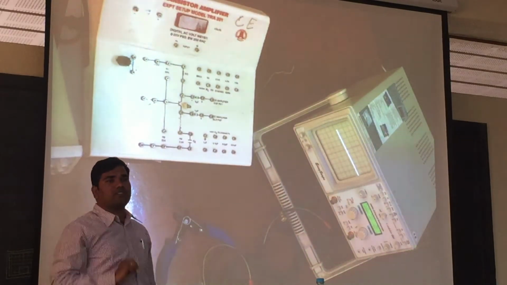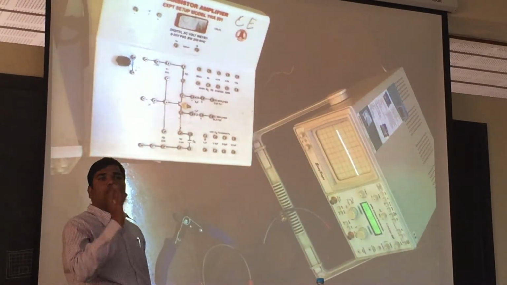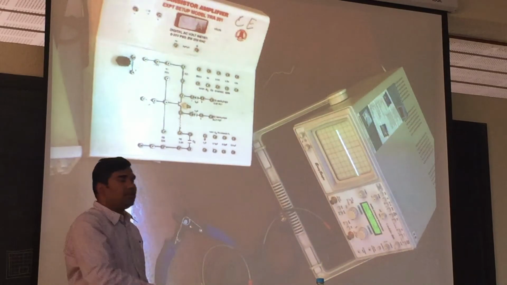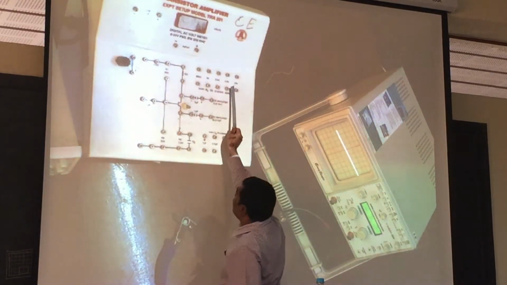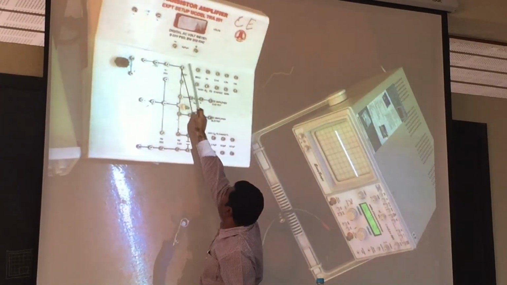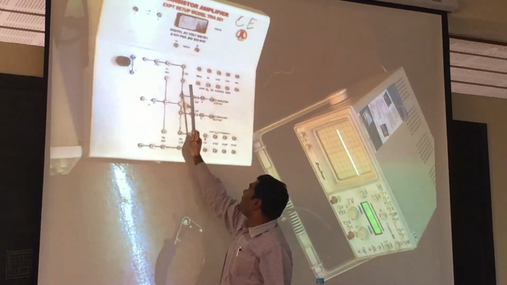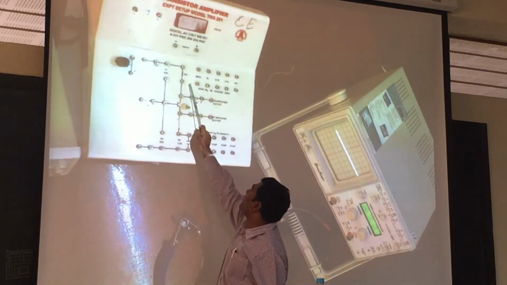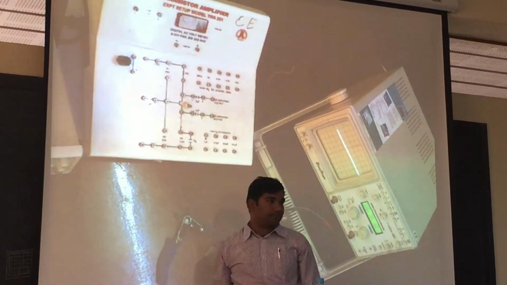But what is the value of RC? 4.7K. Do we have 4.7K on the kit? Yes. You can see here 4.7K is here. So take one wire from here, connect here. Take another wire from here, connect here. So parallelly you are connecting RC.